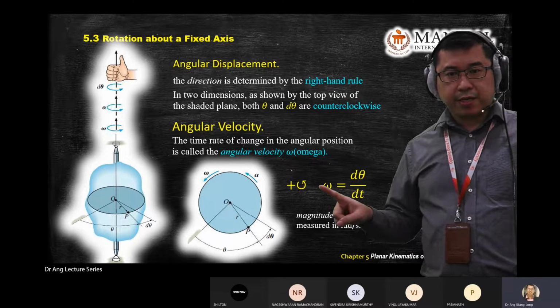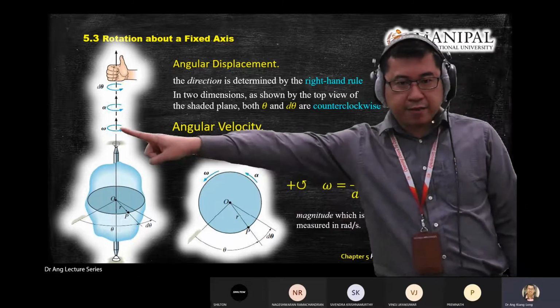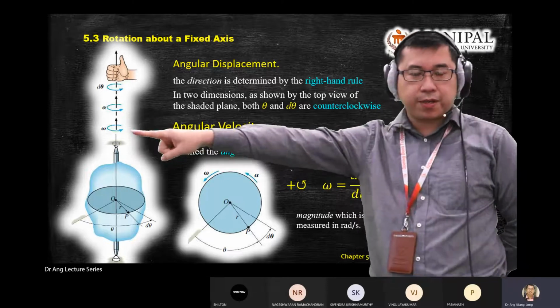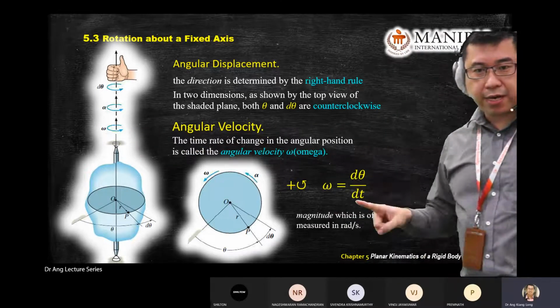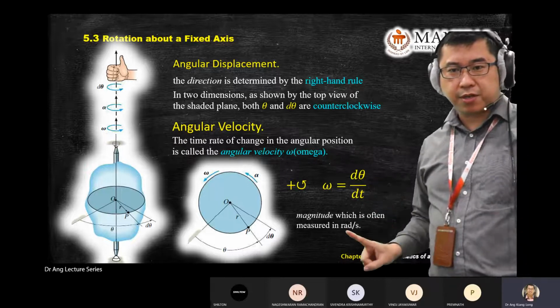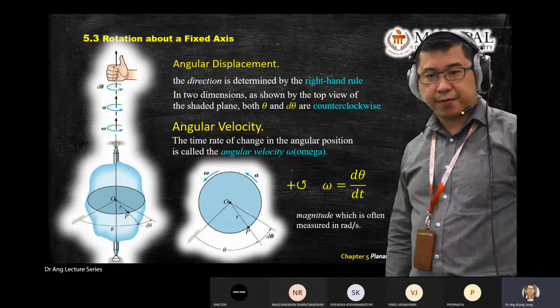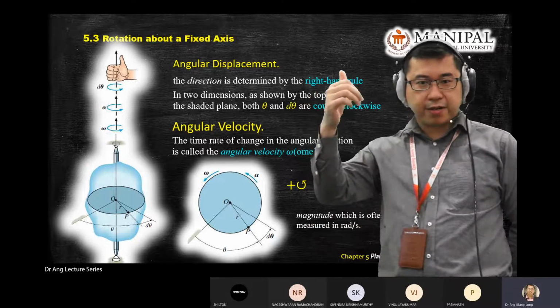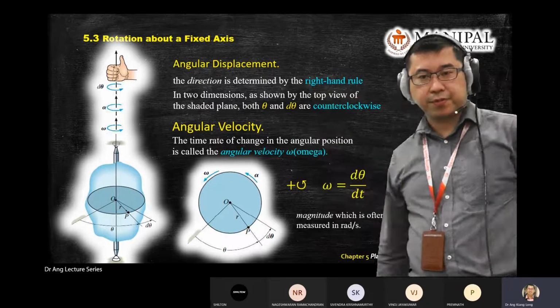Okay, this omega is a vector. A vector has magnitude and direction also. This is how you calculate the magnitude. You differentiate with time, you get the magnitude in radian per second. How do you find the direction? Ask your right hand. Right hand rule.